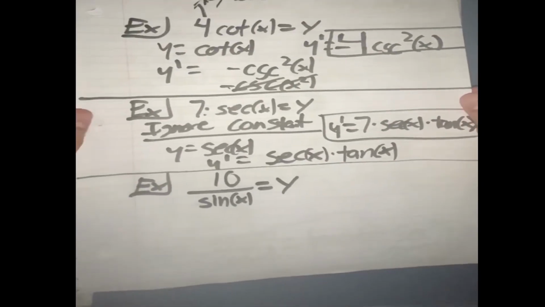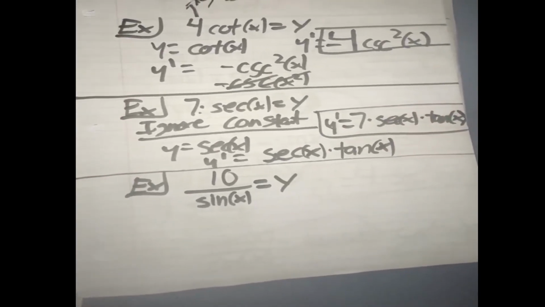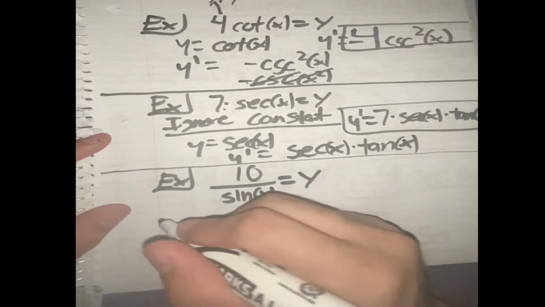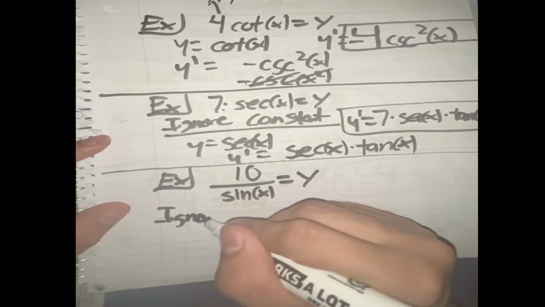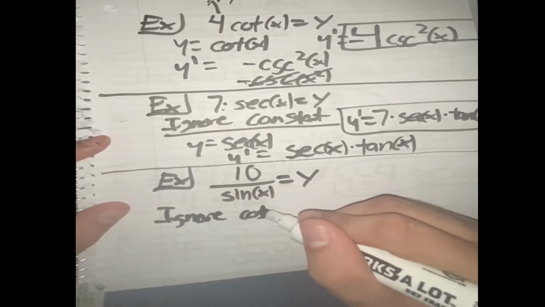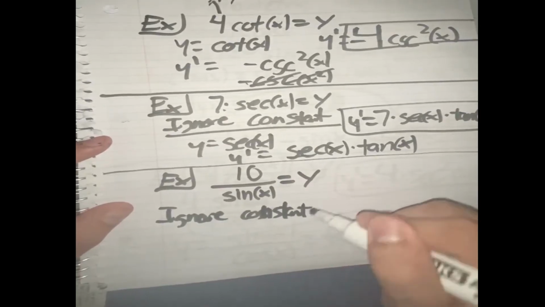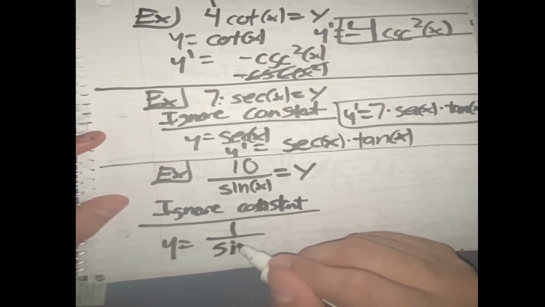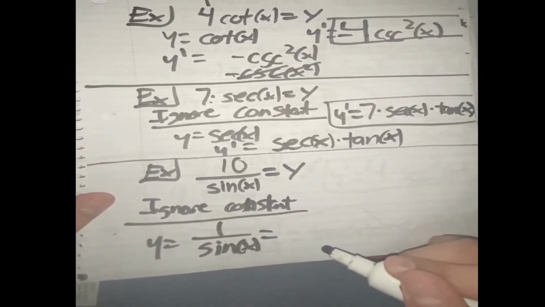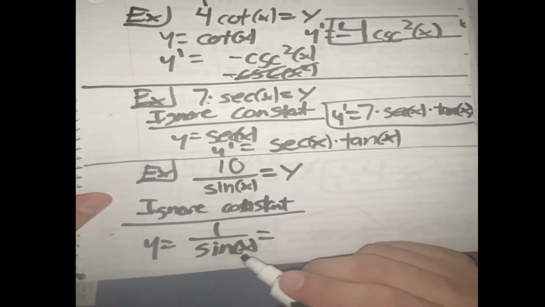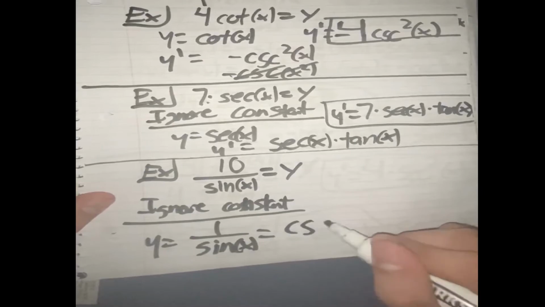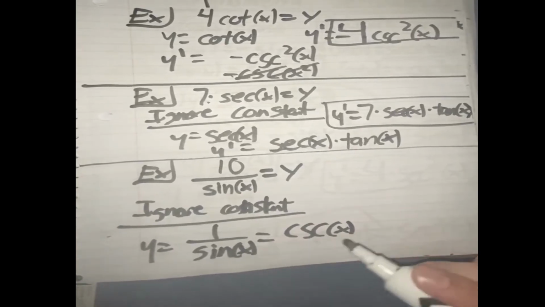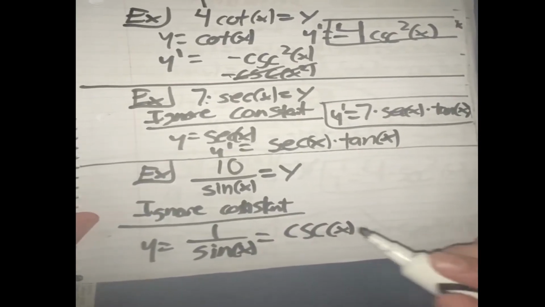Now right here, we have a weird looking function, because we have 10 divided by sine of x is equal to y. The first thing we're going to do, and I feel like it's helpful here, is ignore the constant. So y is equal to 1 over sine of x. And if we know the reciprocal identities, we know 1 over sine of x is equal to cosecant x.